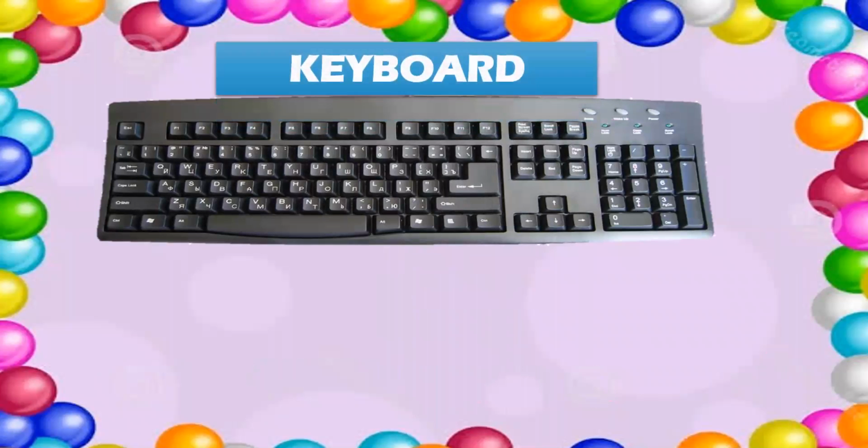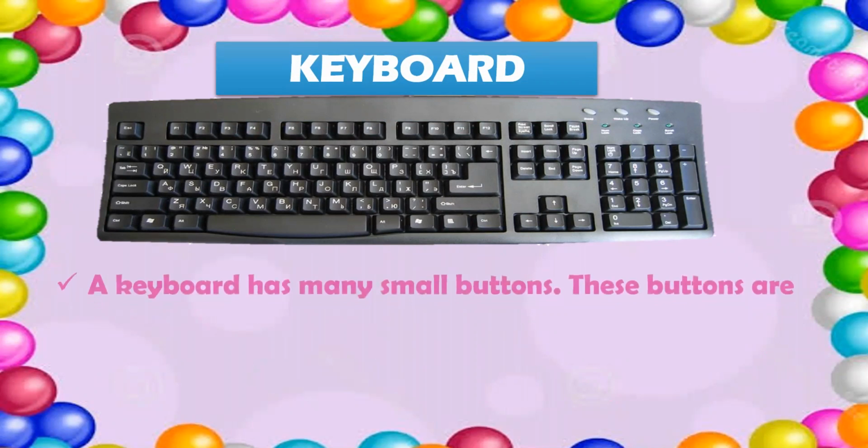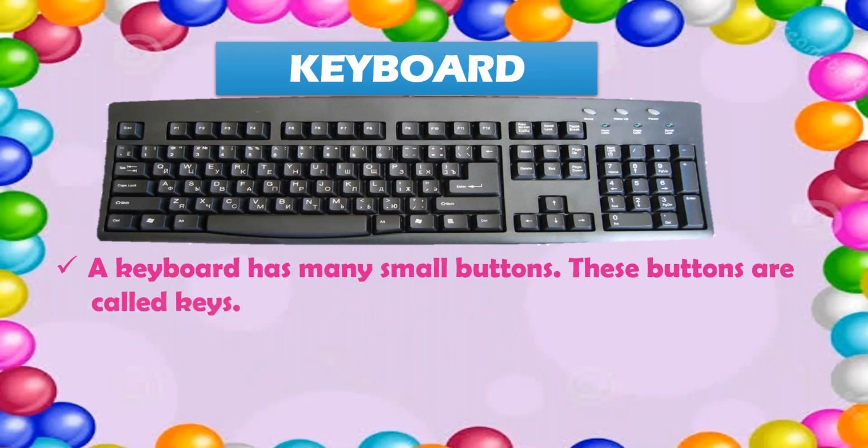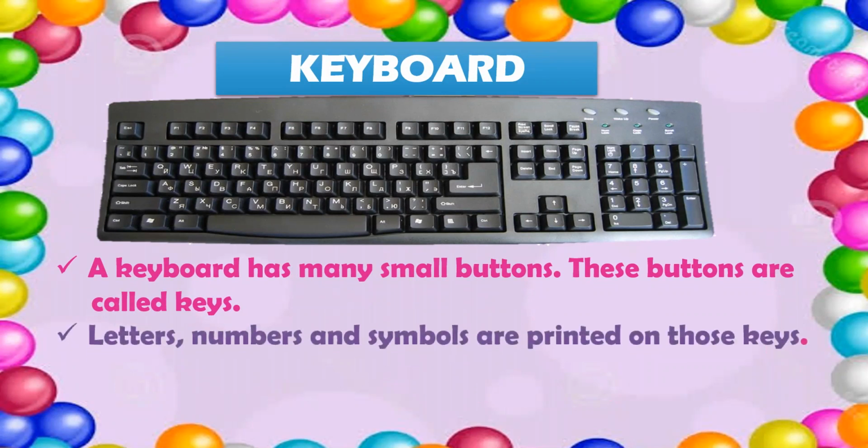What is this? Can you tell me, children? Yes, it is a keyboard. The keyboard is just like a flat board which has many keys. The keyboard has many small buttons and these buttons are called keys. You can see there are many small buttons on the keyboard, children. These buttons are called keys. These keys are marked with numbers, letters and symbols. If you observe, each key has numbers, letters and some symbols.